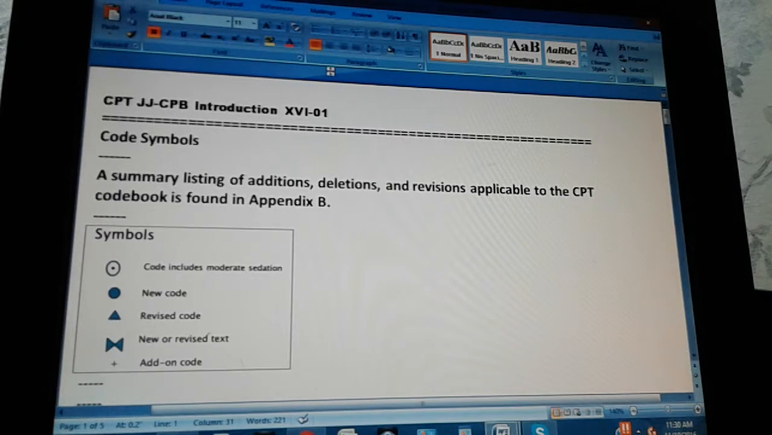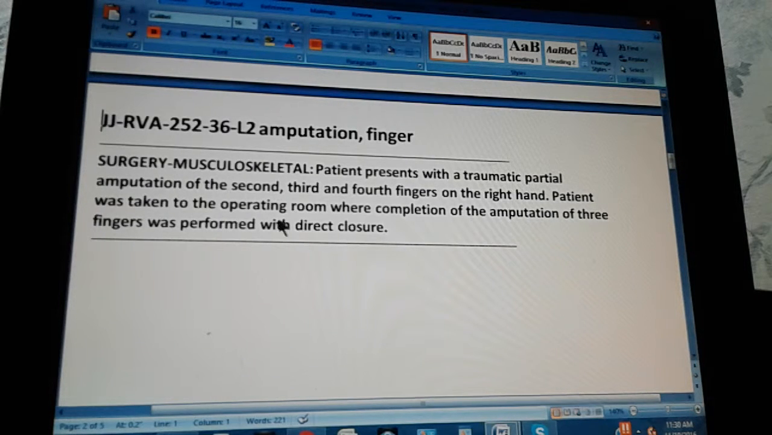Now let's do a problem. Ready, set, go. JJ-RVA, page 252, exercise 36, a level 2 exercise, and the title is Amputation finger. And the text reads like this.